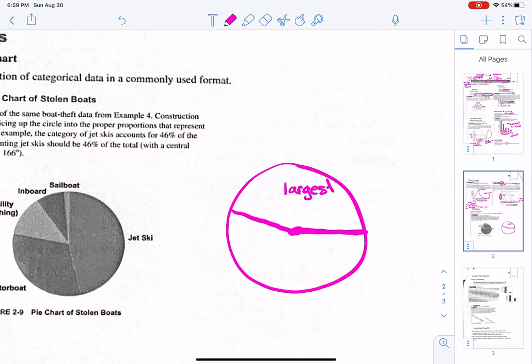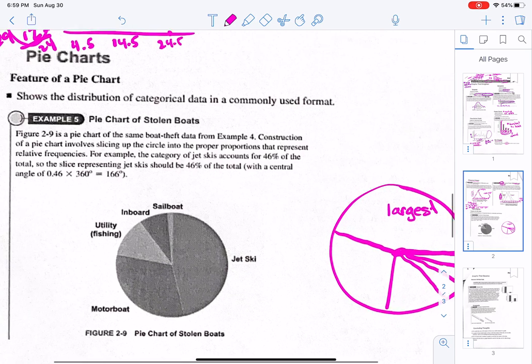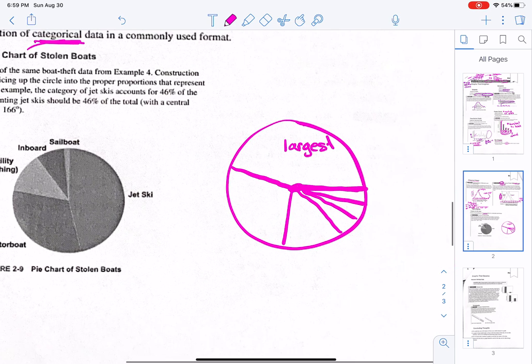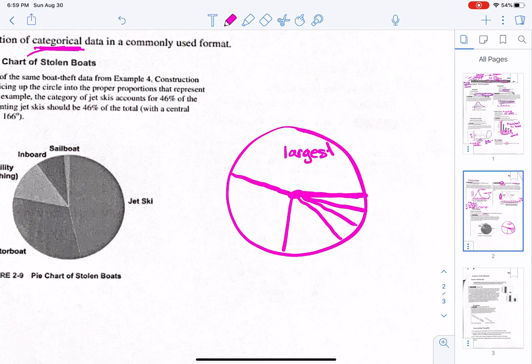Let's make this one that small, and that small, and that small, and that small. Okay, so they do that from largest to smallest going all the way around. That's how we make our pie charts. It says it shows the distribution of categorical data. So these are all categories again in commonly used formats. So we might do this as like eye color.